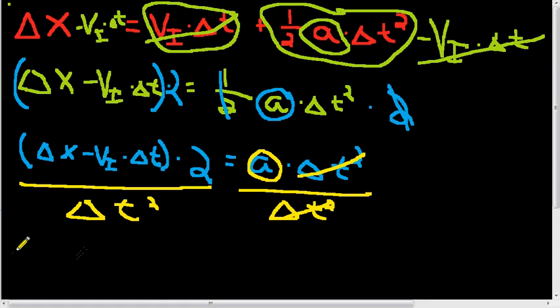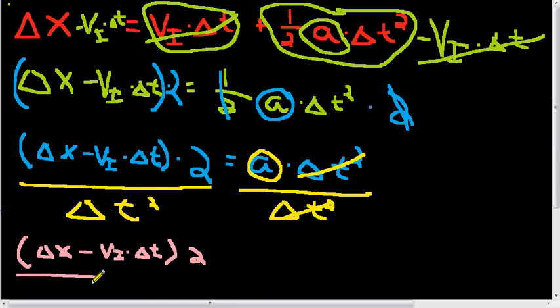Time for some pink. We have all the stuff up here. Delta x minus VI times delta t. All of that times 2. And on the bottom we have the delta t squared. And that's everything on the left side. All that's left on the right is a. So there we have it. Taking the largest kinematic equation we have, solving it for the acceleration.